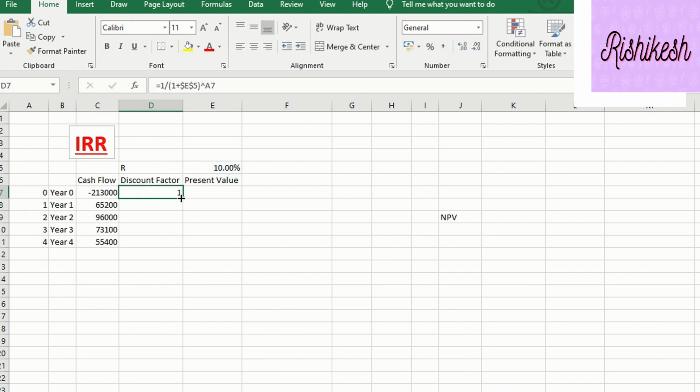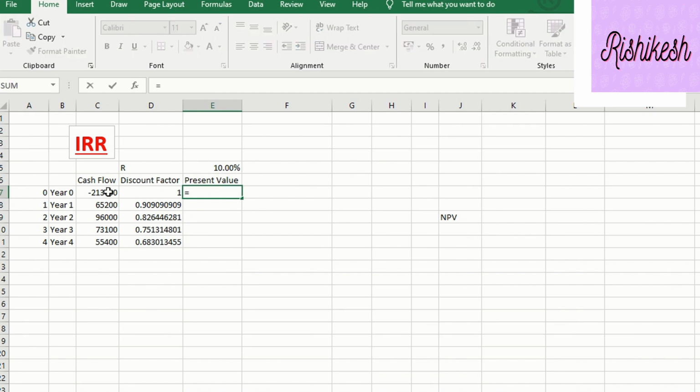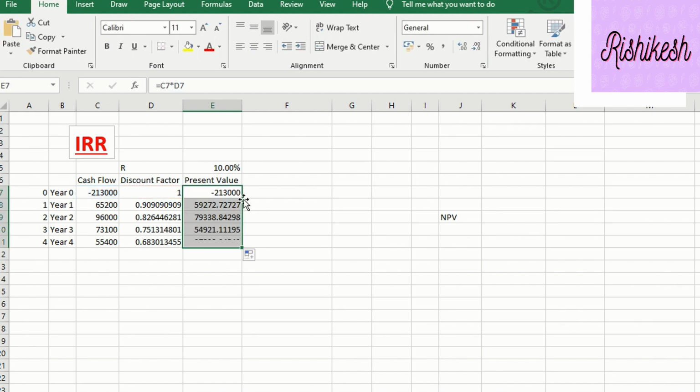And then once I get a plus sign, I will just double click on this, and this will calculate the discount factor all across. Now the present value will be the cash flow multiplied by the discount factor that I have. And then once this plus sign comes, double click, it will calculate the present value of all the cash flows.